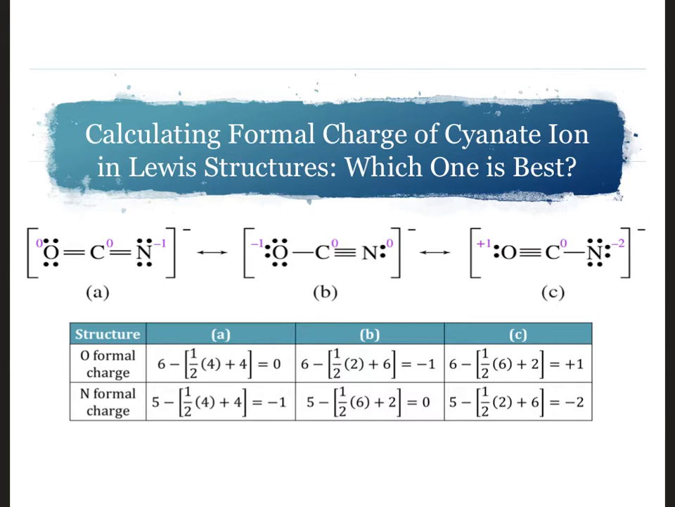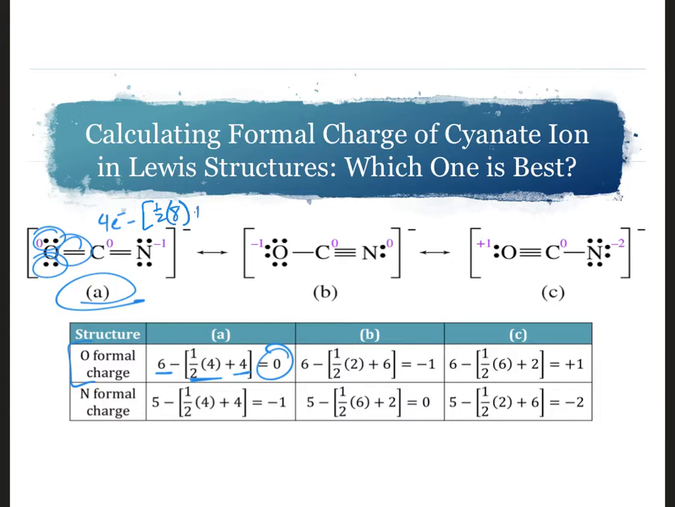If we calculate formal charges for structure A, we see that oxygen has a formal charge of 6 valence electrons minus half of the 4 electrons contained in the double bond minus the 4 electrons in lone pairs for a result of 0, which is ideal. Carbon comes in with 4 valence electrons and has 4 bonds in all 3 structures. For this reason, carbon has a formal charge of 4 minus half of the 8 electrons shared in bonds to equal 0.